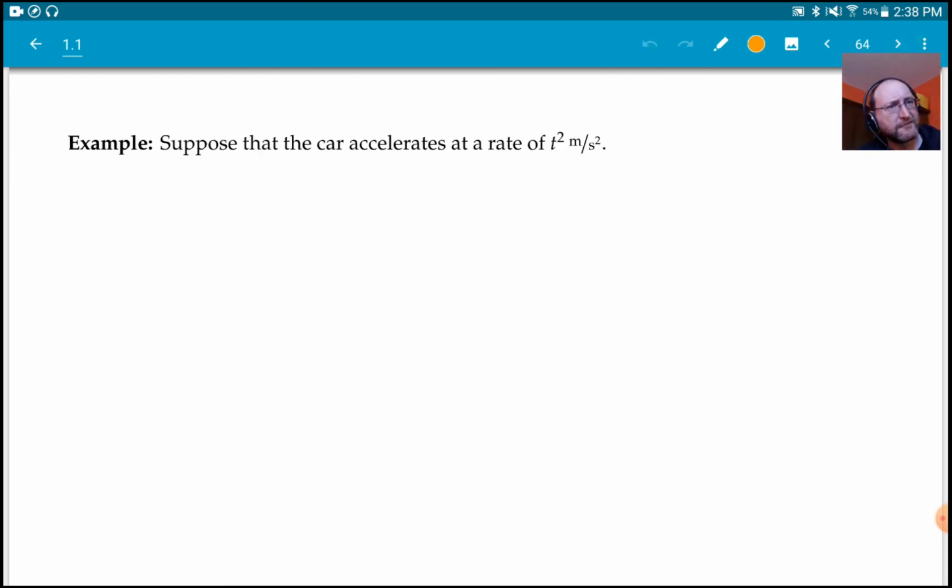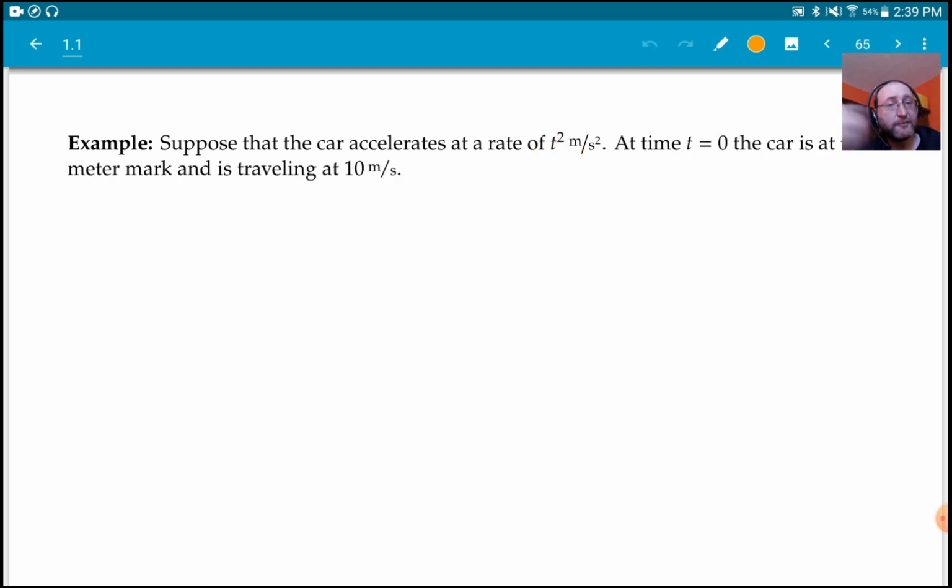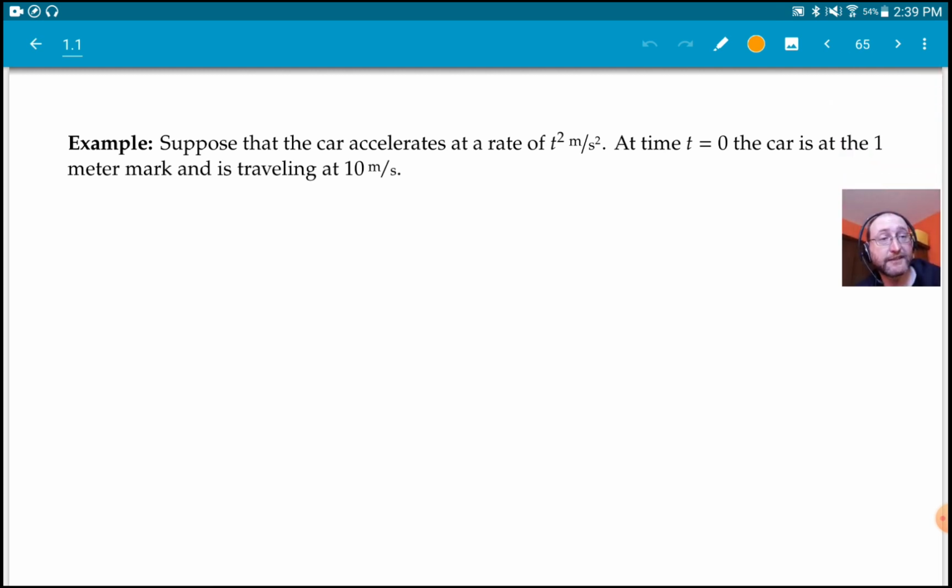Now, another type that you've seen before. Suppose that we have acceleration. So let's suppose that the acceleration is t squared. So we're accelerating, and not just accelerating, we're accelerating more and more. So t squared meters per second squared, that's what the units of acceleration are. At time t equals 0, let's suppose that the car is at the 1 meter mark and it's traveling at 10 meters per second.